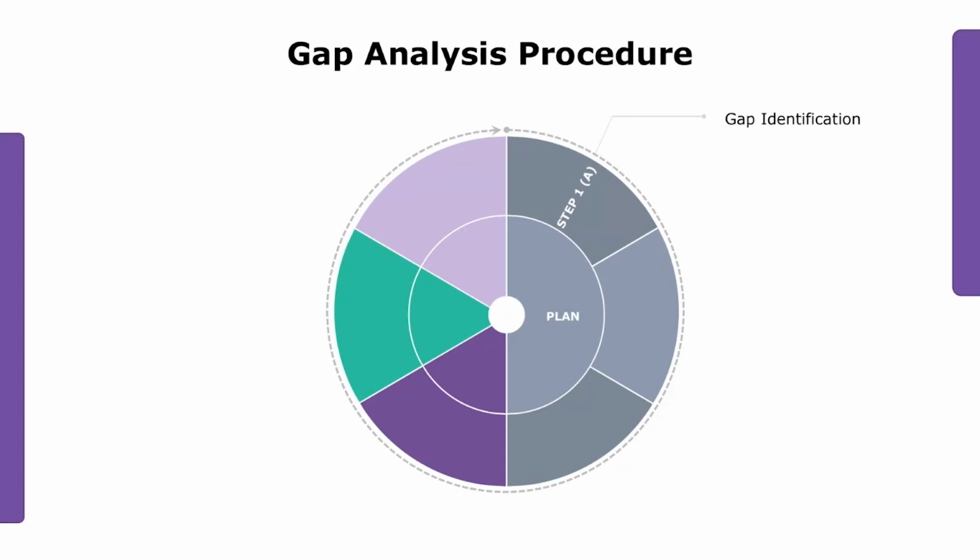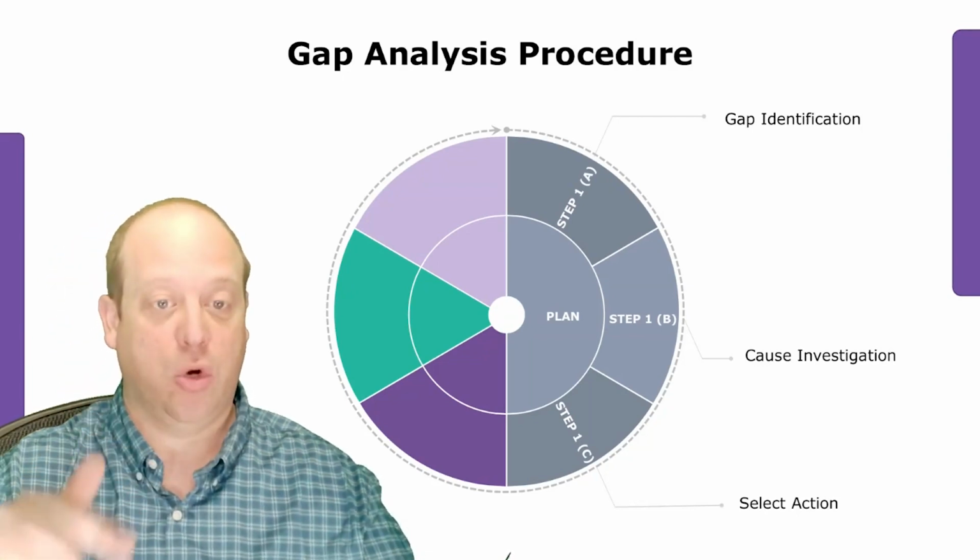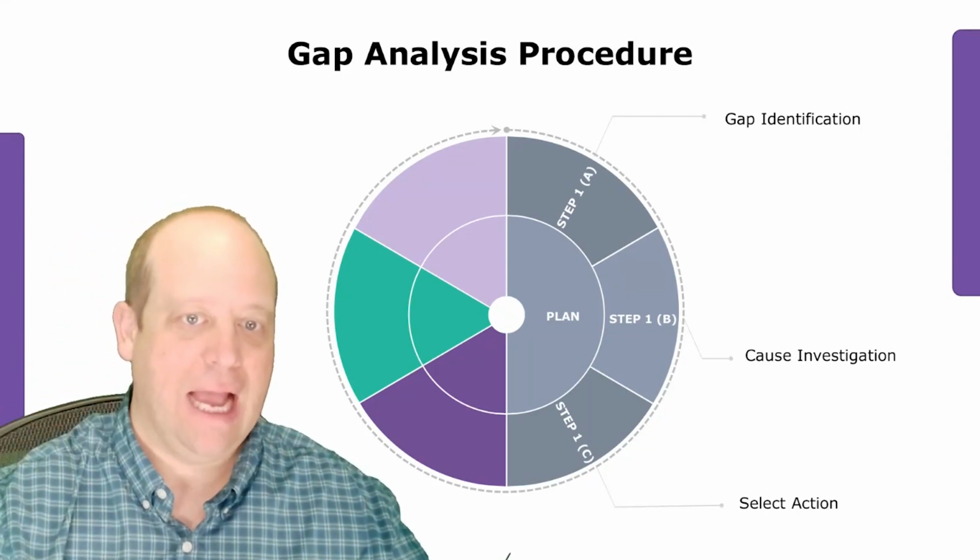Plan. Now in planning, there's 3 steps. First, you got to figure out what the gap is. We have to identify what drove that gap, what caused it. And then finally, we have to select the actions necessary to help with that. Now, the first part of our time together, I'm going to be walking you through how we create and understand that gap and procedure.